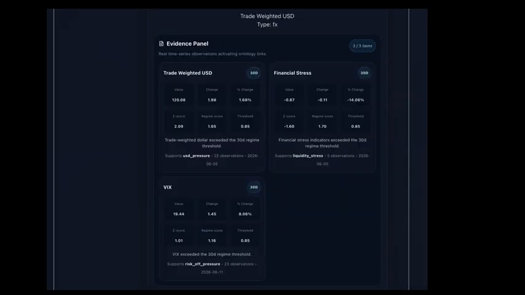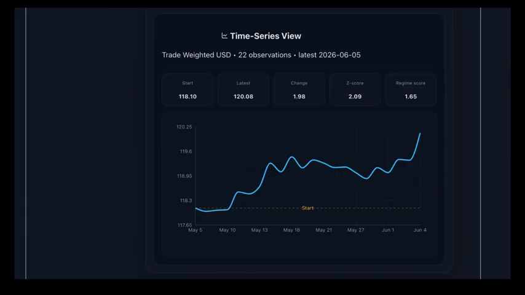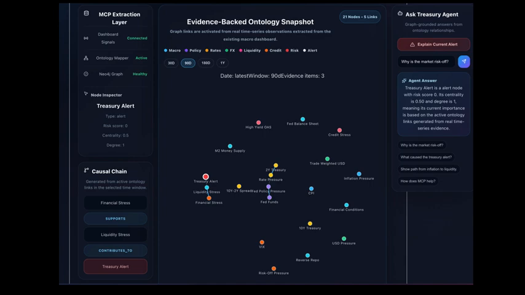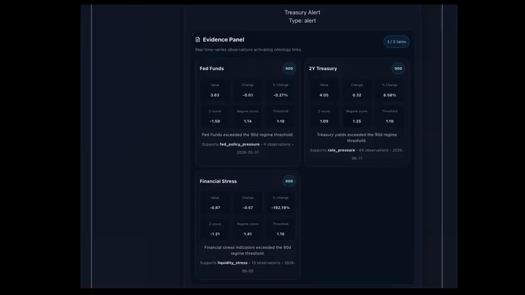And when you ask the system, why is Treasury risk increasing? It doesn't generate an answer. It replays the reasoning that's already stored in the graph. Liquidity stress, traced back through credit spread expansion, back through yield curve inversion, back to Fed tightening. No prompt engineering, no hallucination. The reasoning already exists. That's why this is agent ready.